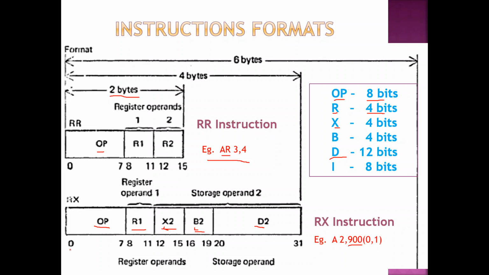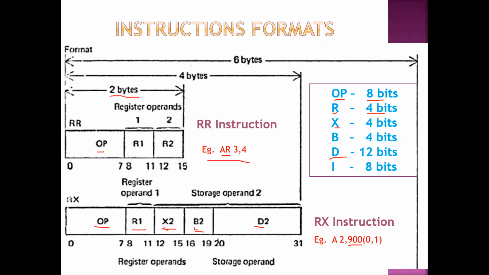See the format: 0 to 7, 8 bits for the opcode; 8 to 11, 4 bits for register 1; 12 to 15, 4 bits for the index register; 16 to 19, 4 bits for the base register; 20 to 31, 12 bits for the displacement. You understand? So this is the format. Okay, how can I fit into this format?